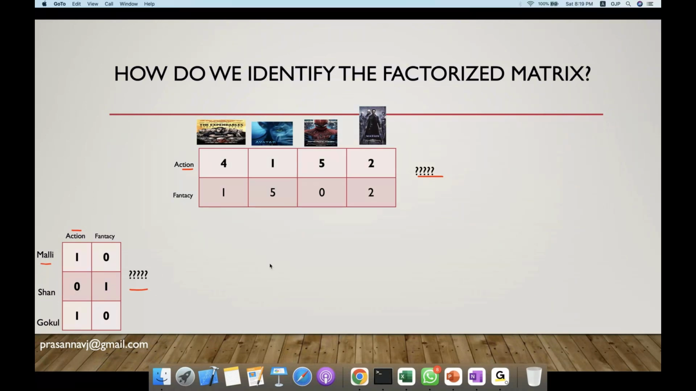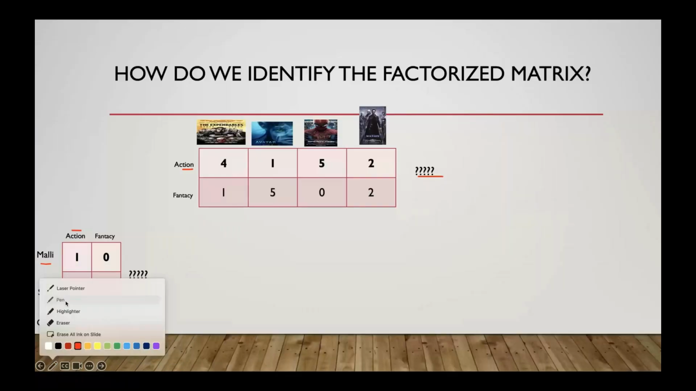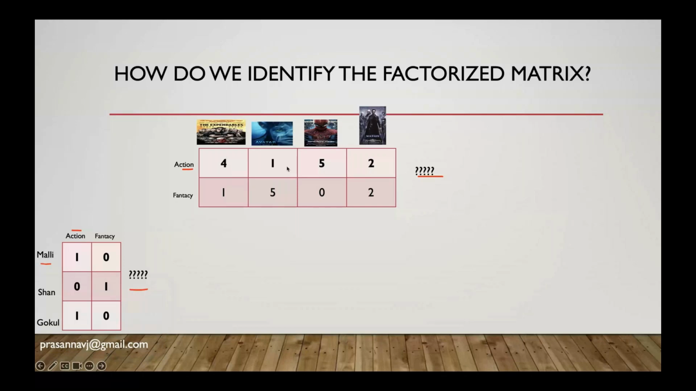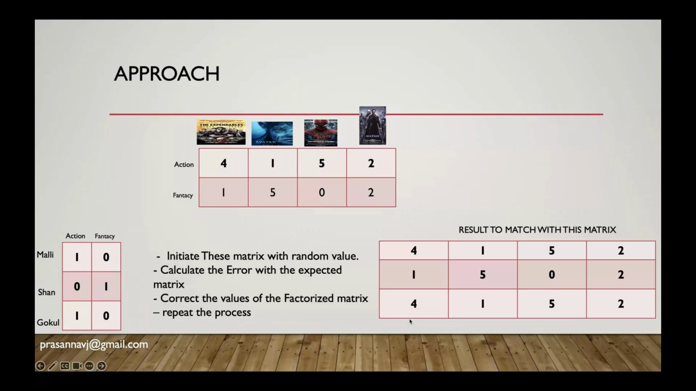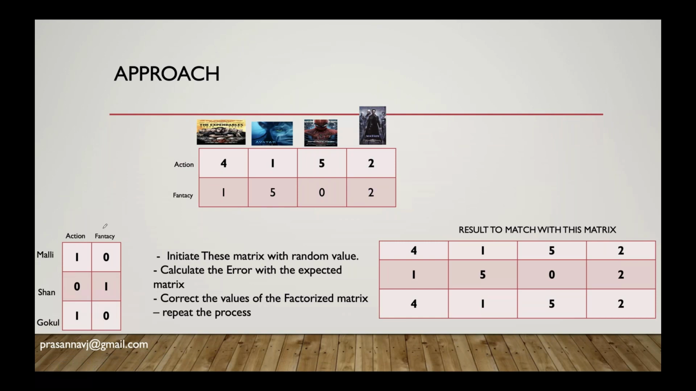So effectively, that is what we need to achieve as part of our goal. So how do we do it? We need to build these two matrices based on the previously identified matrix. That is where machine learning comes into the picture. So the approach is we initiate these two matrices with random values, and you populate these values. Once we populate them, we do an error prediction: when I multiply these two, what is the value coming?